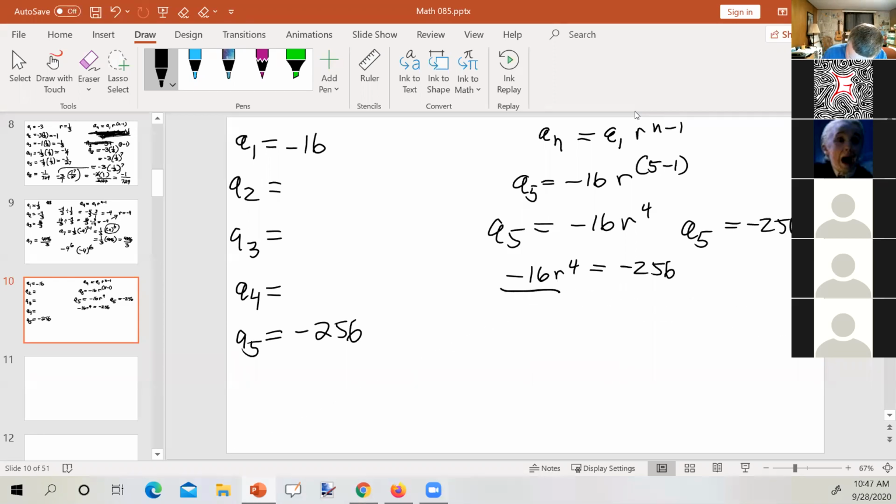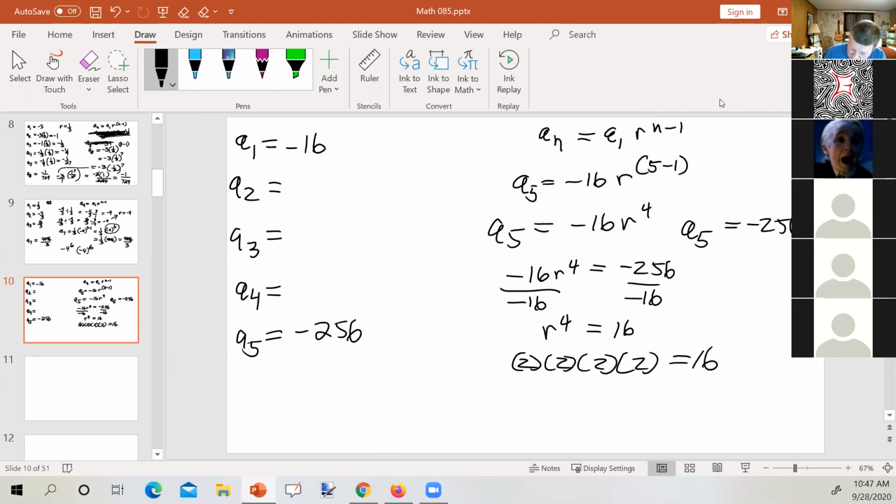So now I'm going to divide both sides of the equation by negative 16, and I get r to the 4th equals 256 divided by 16, which is 16. Now, a number times itself four times has to equal 16, and we can discover that 2 works. So we conclude that r is 2. However, if r is 2 and we plug it into our a sub 2, 3, and 4, we don't get what they ask for, two positives and one negative, which brings up what I did at the beginning of class. Negative 2 times negative 2 times negative 2 times negative 2 also equals 16. So another option is that r is negative 2.